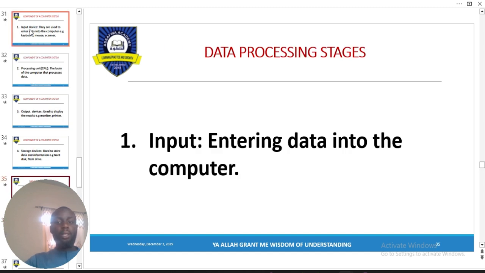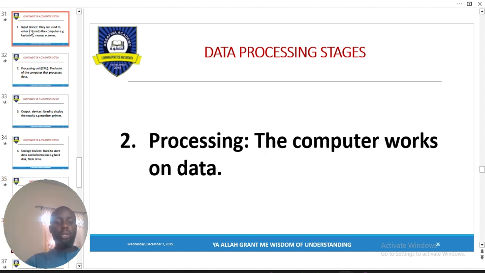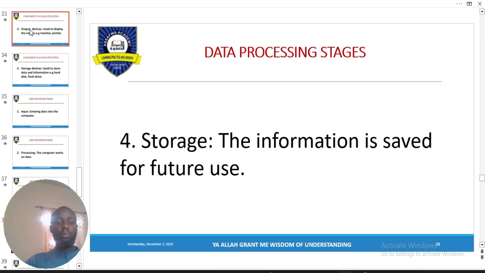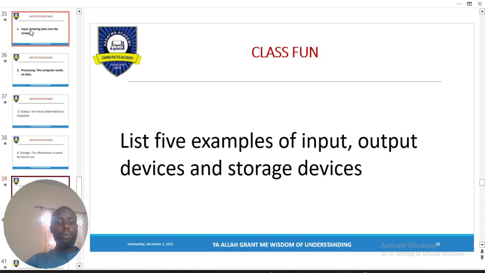Then the data processing stages, we have the input, which is the entering of data into the computer. Then the second one, we have the processing, which is where the computer works on data. Then we have the third one, which is the output, that is the result or information which is being displayed. And we have the fourth one, which is the storage. So the information is saved for future use.